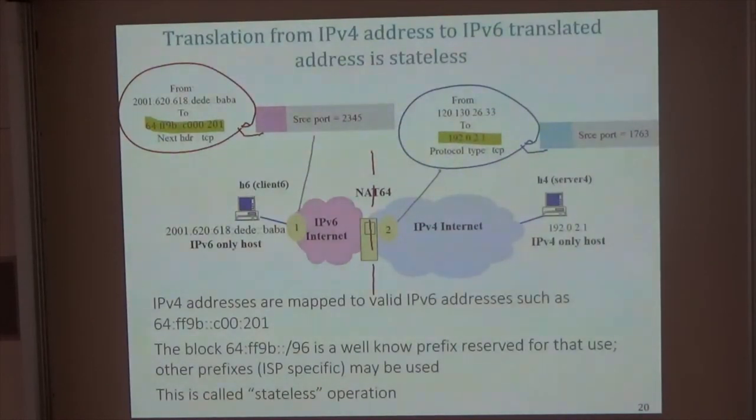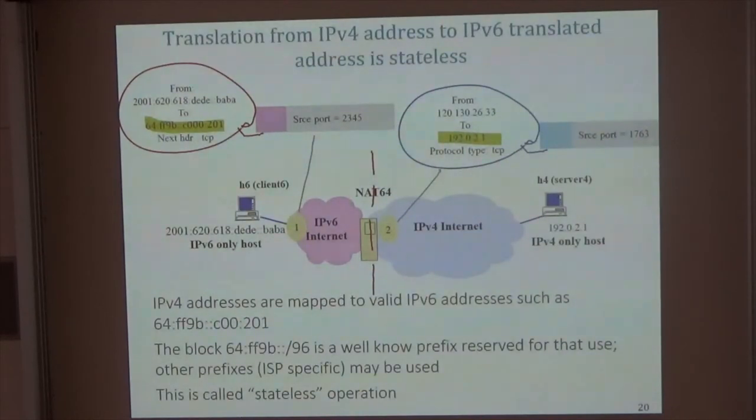Many ISPs don't want to have their own block because they don't want their own IPv6 to IPv4 NAT to leak to some other. They don't want to do the translation for another ISP. So many ISPs will pick their own block inside their IPv6 domain. But essentially, it's the same.